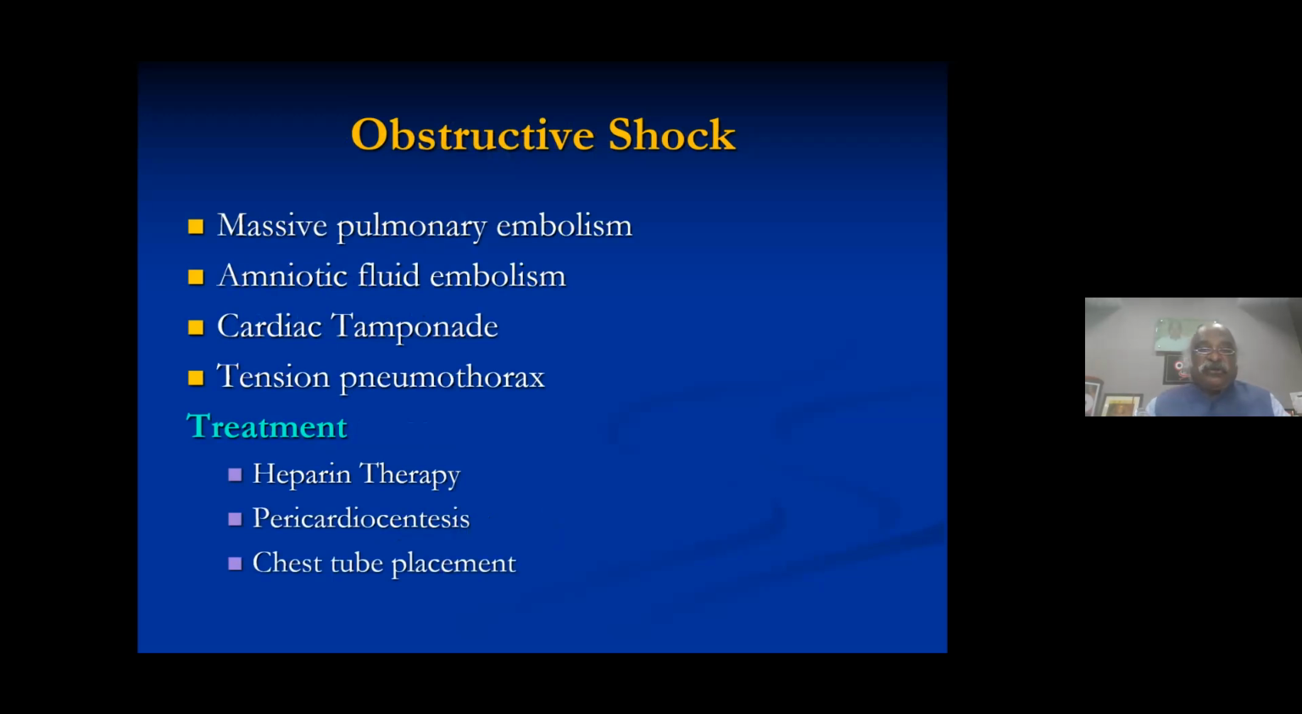Now, obstructive shock. Massive pulmonary embolism is one example of obstructive shock. Amniotic fluid embolism, which we say in obstetrics: if you do not find any cause for obstetric shock, idiopathic, it's an amniotic fluid embolism. How to diagnose? It's a hell of a job to diagnose amniotic fluid embolism. On post-mortem, you find the debris, amniotic fluid in the lungs, and then confirm it.